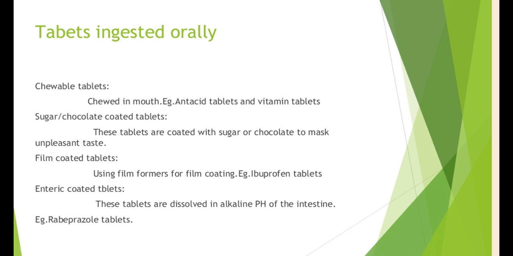Example, multivitamin tablets. Next, move on to film coated tablets. These are compressed tablets with a coating on the surface using film forming polymers. Film forming polymers such as hydroxyethyl cellulose, ethyl cellulose, hydroxypropyl methyl cellulose, etc. Film coating is done to improve the appearance of the formulation, mask the bitter taste and protect the formulation from atmospheric effects. Example, ibuprofen film coated tablets.